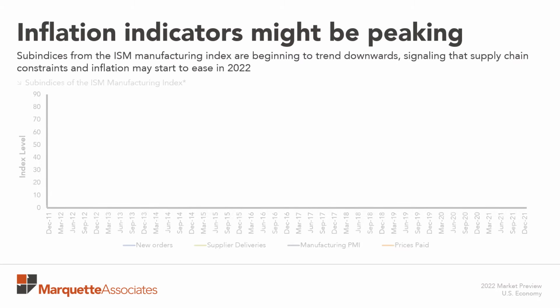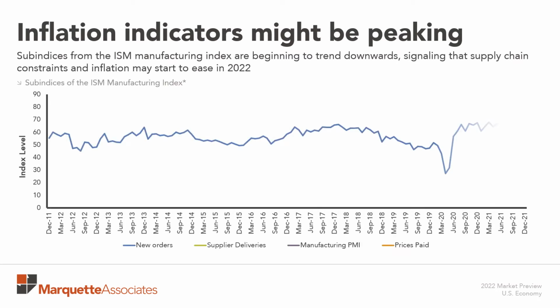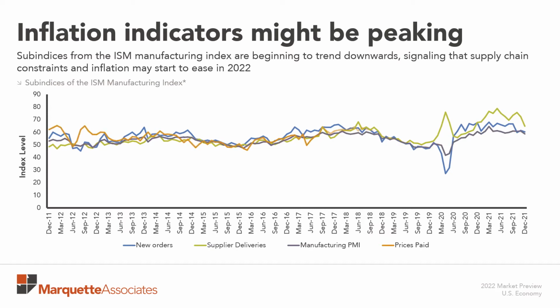Supply chain constraints have been a major contributor to rising costs and inflation. Increasing demand for goods, slower delivery times, and shipping container shortages have all contributed to the supply chain backlogs we experienced in 2021. But sub-indices from the ISM Manufacturing Index could indicate a peak for inflation. While supply chain bottlenecks may persist into 2022, these issues should ease and improve upon last year's numbers.